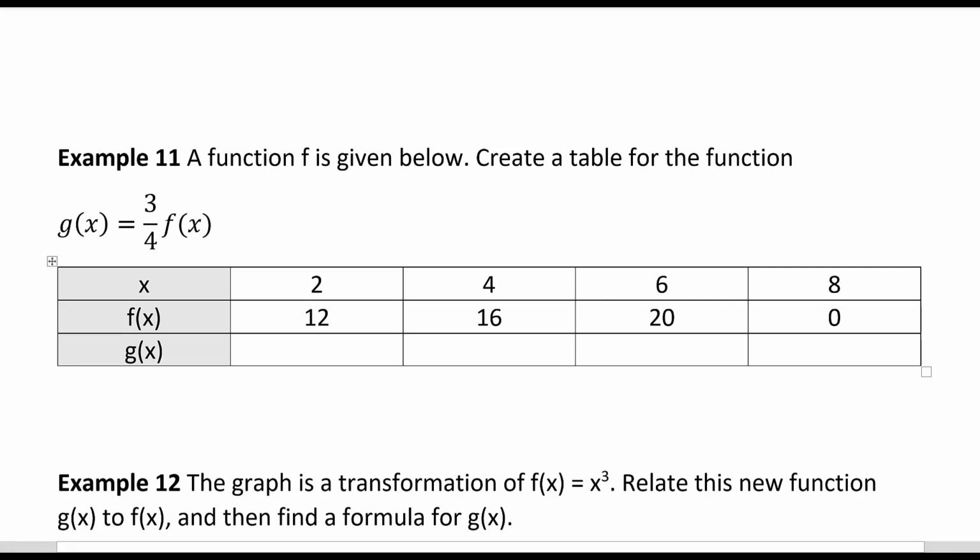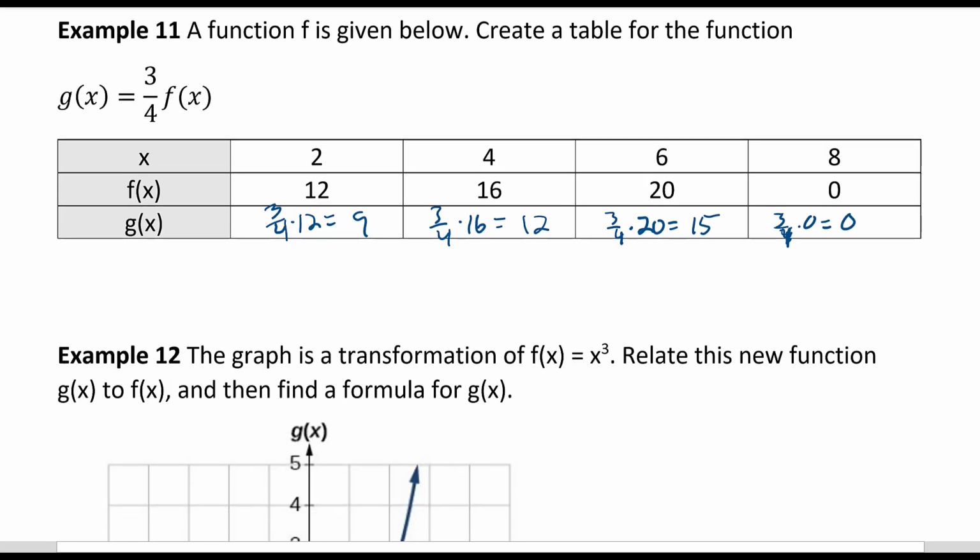Okay, so here we have the values. What we're really going to focus on is this f of x row because we're looking at 3/4 of these output values. So 3/4 of 12 is going to be 9. 3/4 of 16 is going to be 12. 3/4 of 20 is going to be 15. And 3/4 of 0 is going to be 0.